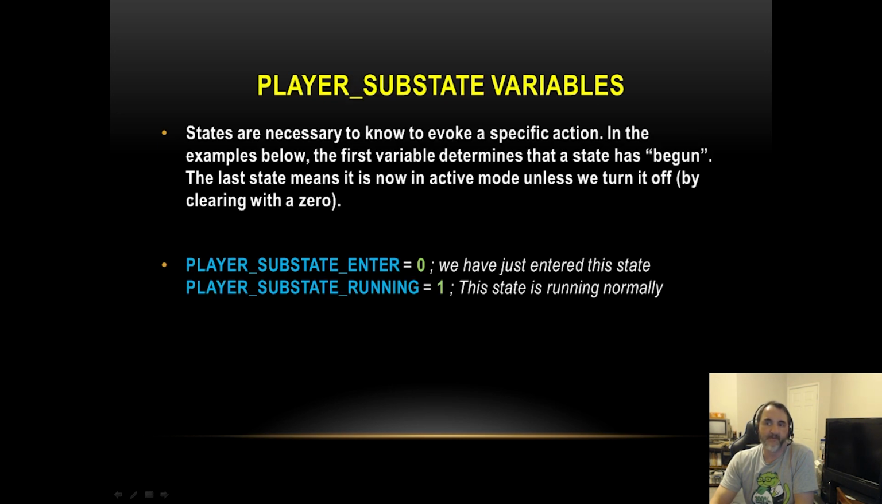And this is what's called the player's substate variables. States are necessary to know to evoke a specific action. In the examples below, the first variable determines that a state has begun. The last state means it is now active mode unless we turn it off by clearing it with a 0. So basically whether it's active or not.